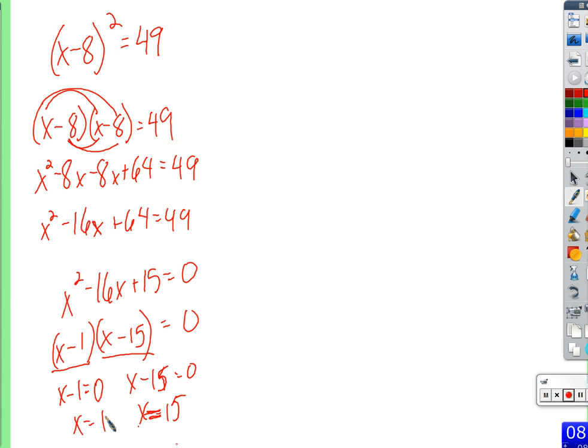I must be able to put 1 up here. That'd be 1 minus 8 is negative 7. Negative 7 squared is positive 49. That must work. 15 minus 8 is 7. 7 squared is 49. So yeah, we did find the solutions. Nothing wrong with that. Okay. But there's a faster way, an easier way.